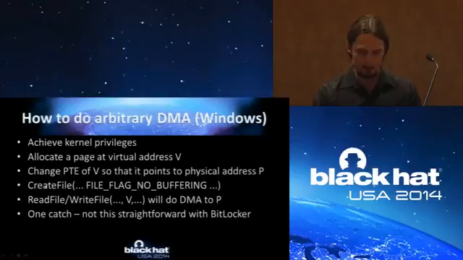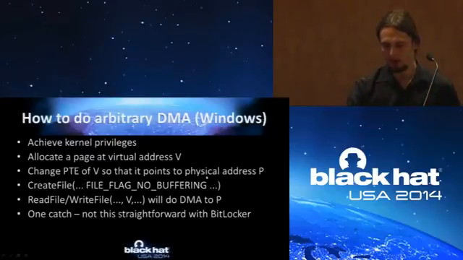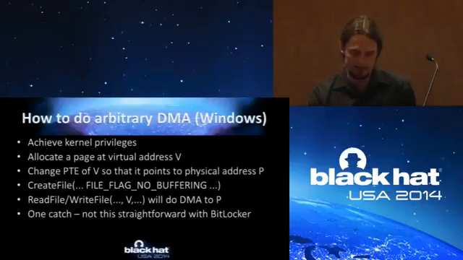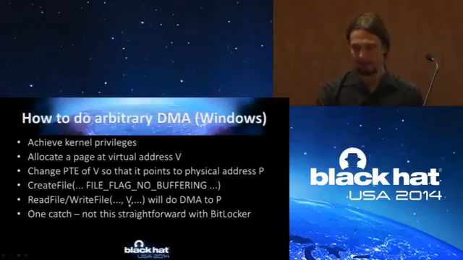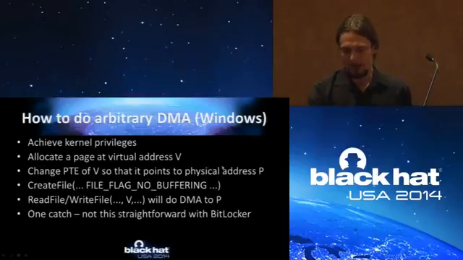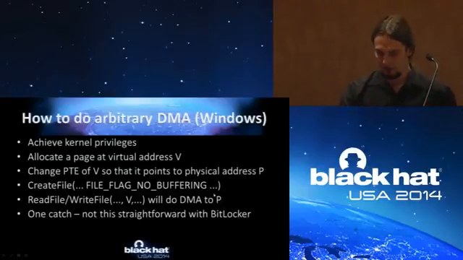And then you call the Windows API CreateFile and pass the file flag no buffering. And if Windows sees this flag, it knows it's supposed to do DMA to the user buffer. No buffering, no buffer cache. Whenever it's possible, it does DMA. And then you do ReadFile, WriteFile normally, passing V as the buffer. And because we lied to Windows about the actual physical location of this buffer, it will do DMA to address P, to arbitrary address P.